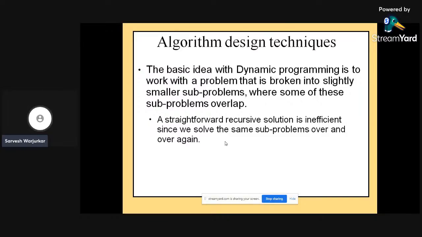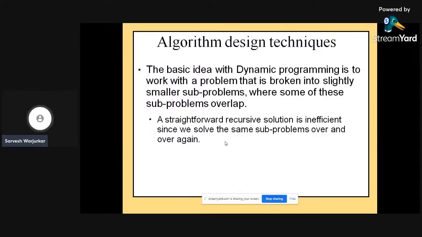Next, we can use dynamic programming where we have problems which can be divided into similar sub-problems, so that the results can be reused. Mostly these algorithms are used for optimization. These dynamic programming algorithms are used for optimization.